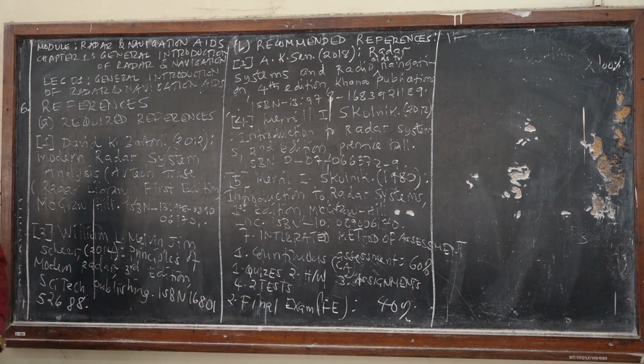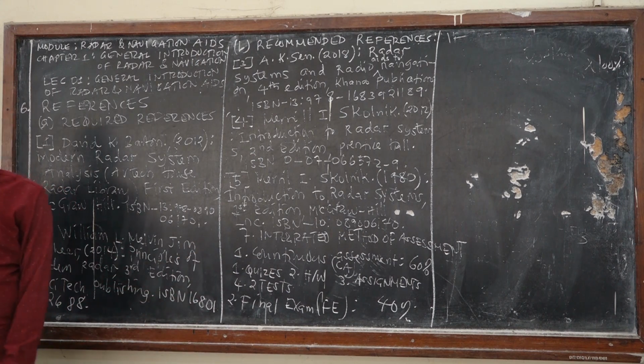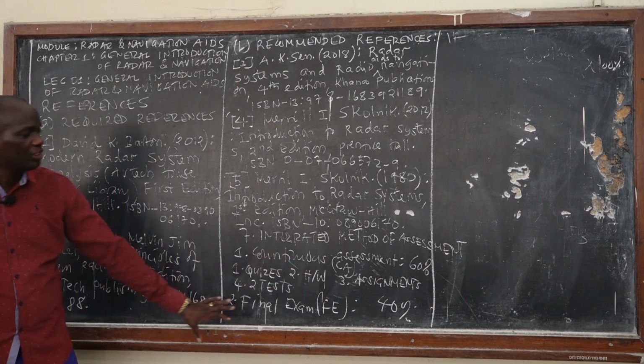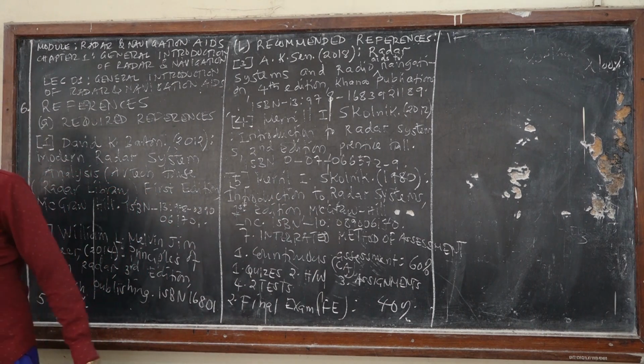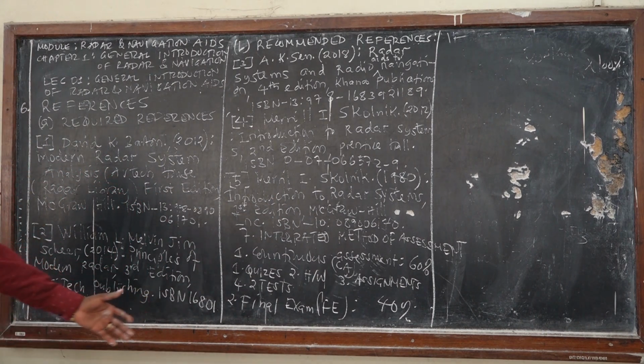The final exam for this module is 40%. So you'll do a written exam. If you do these assessments correctly, you'll have 60 out of 60. Then for the written exam, you'll have 40 out of 40. Then you'll have an A of 100 marks. Do you expect to get that?